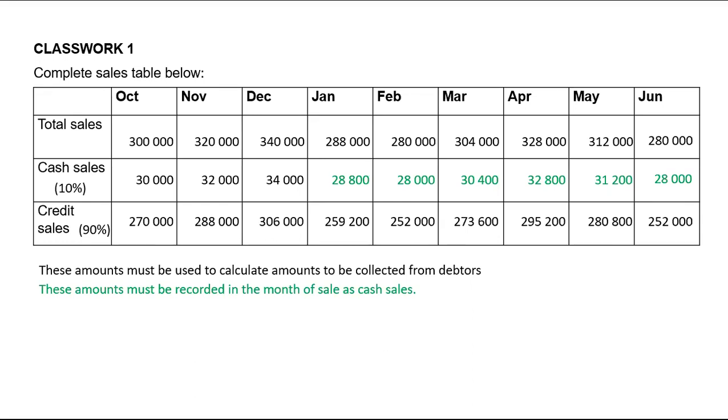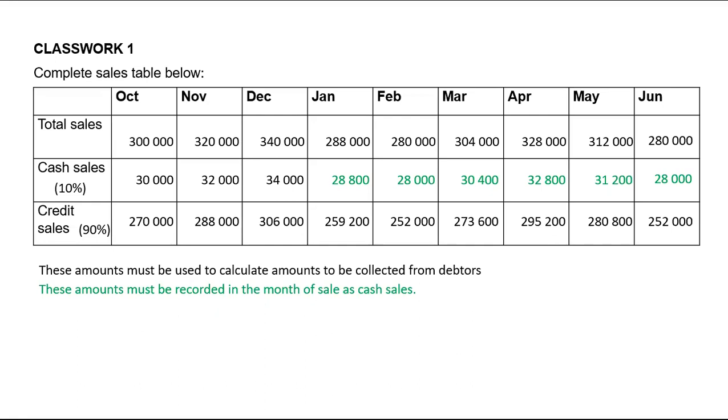Now you just have to quickly do your calculations based on the collection period and percentages. You just focus on the money that will be collected from January up until June. I'm going to start with October credit sales of 270. Are we going to collect any of that 270 in the budget period?